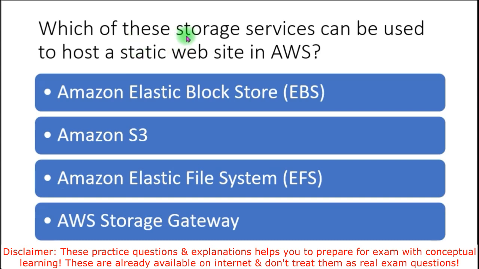This is one of the important services, storage, one of the core services where we store application data and other related data. In the question they are asking, which of these storage services can we use to host a static website in AWS? The options we have are Amazon Elastic Block Store, Amazon S3, Amazon Elastic File System, and AWS Storage Gateway. Before answering, let's understand each service one by one.